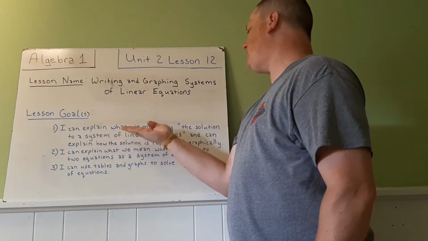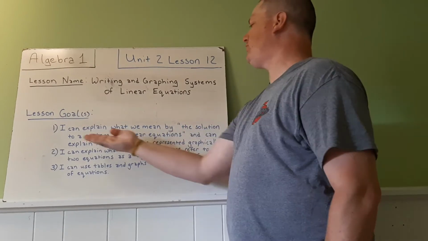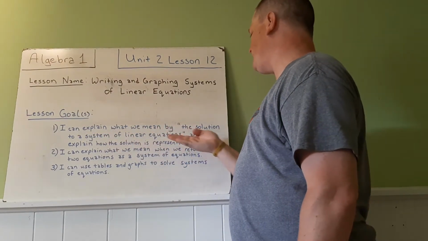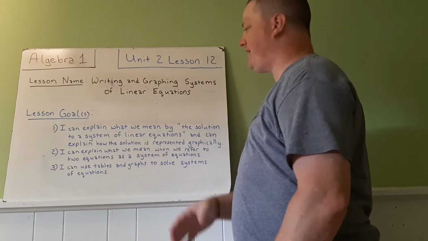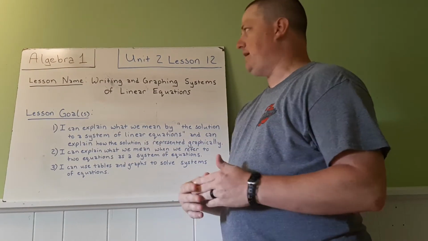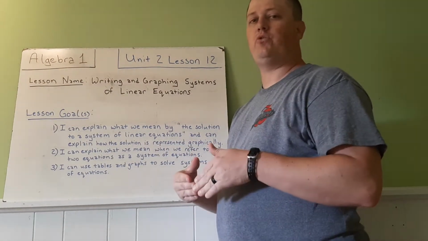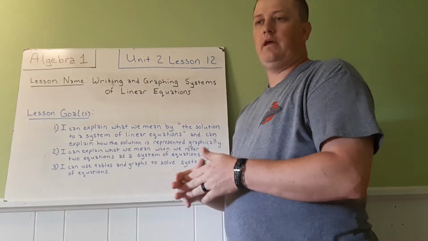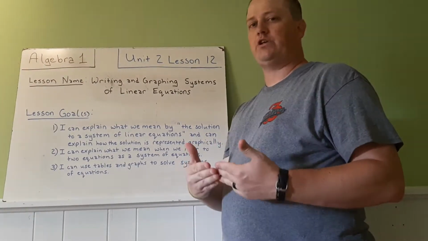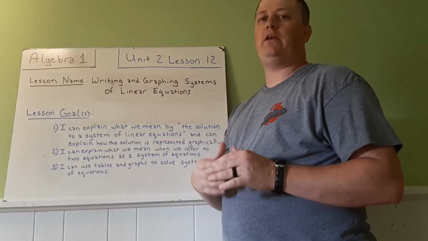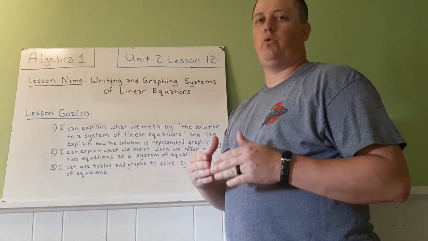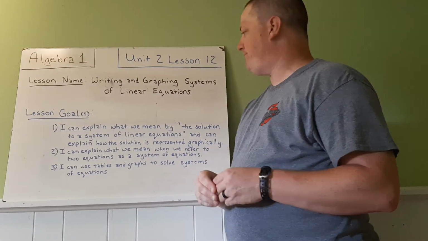I can explain what we mean by the solution to a system of linear equations and can explain how the solution is represented graphically. So a system is essentially where you have 2 or more equations, and our solution to that system is essentially whatever point or points those 2 or more equations share.